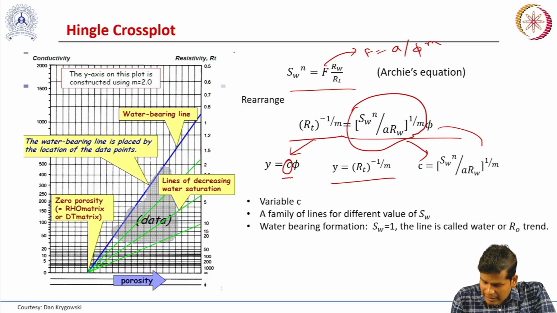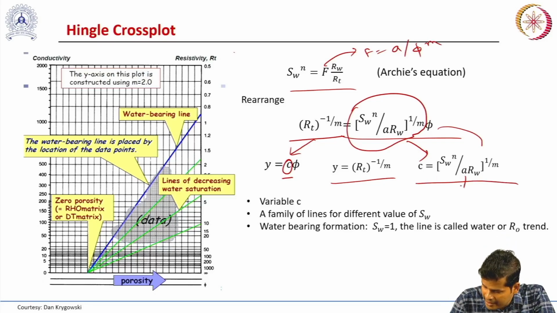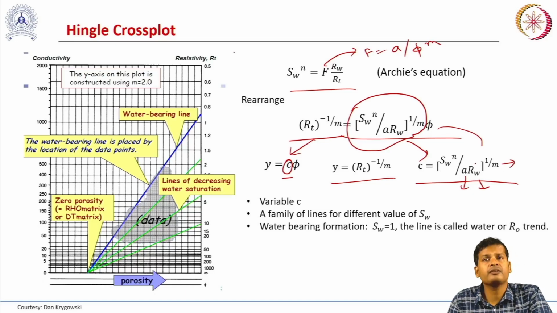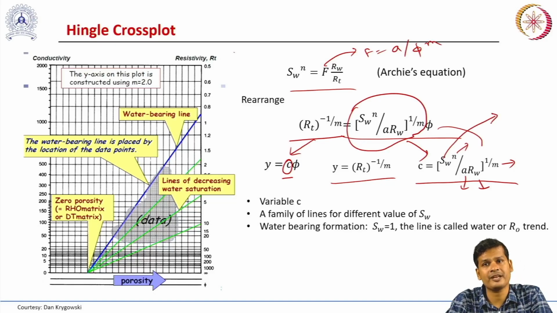But is the value of c constant? What is the value of c? You can see in the value of c we have the a term, Rw term and m term, which are assumed to be constant for this cross plot. Even n is also constant, the only variable is Sw. That means if the formation water saturation is different, the value of c will be different.